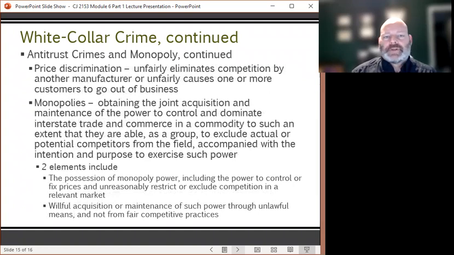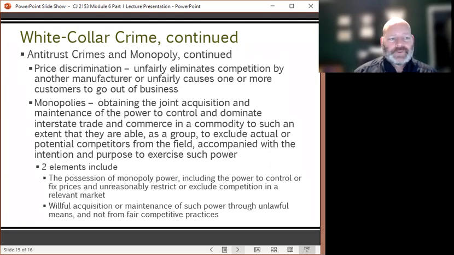Price discrimination is defined as an effort to unfairly eliminate competition by another manufacturer or unfairly cause one or more customers to go out of business. A monopoly is defined as the obtaining, the joint acquisition, and maintenance of the power to control and dominate interstate trade and commerce in a particular commodity to such an extent that they are able, as a group, to exclude actual or potential competitors from a particular market field, accompanied with the intention and purpose to exercise such power.